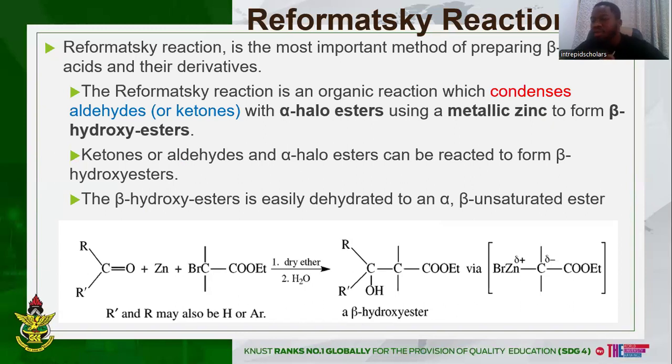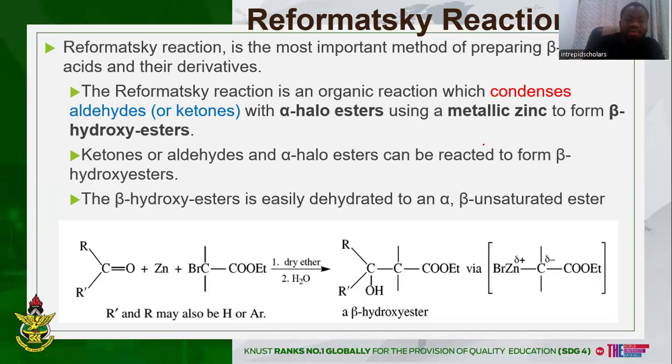Now, what we form directly out of Reformatsky is not a beta hydroxy acid, no. What we form directly is a beta hydroxy ester. After getting our ester, we can hydrolyze the ester to form an acid. Good. So the next statement says the ketone or the aldehyde and the alpha haloester can be reacted to form a beta hydroxy ester. The beta hydroxy ester is easily dehydrated to an alpha beta unsaturated ester.